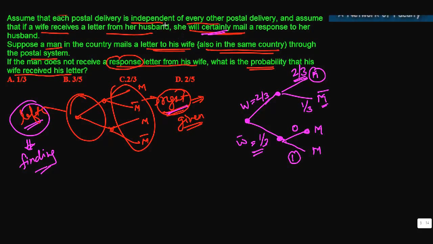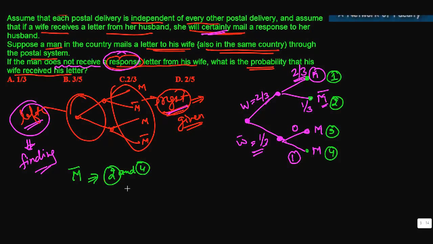Okay, now let us see what is being asked in the question. The question says that the man does not receive the response. So we have to find out which are the nodes where the man is not receiving the response. What I will do is number the nodes over here. So this is my node 1, this is my node 2, this is node 3, and this is node 4. So the man is not receiving the response in node 2 and node 4.